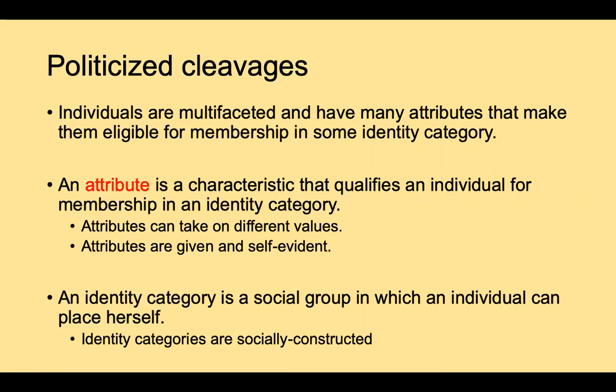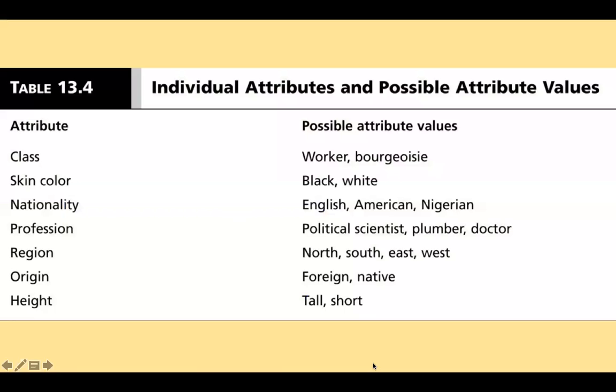And so these cleavages, these attributes become political when they become politically salient for us and when we place ourselves in those categories. And so, for instance, we might think about attributes like class or skin color or nationality or profession or region or origin or height. And those different attributes can take on different values. So for instance, in the attribute class, you might take on the value of a worker or a capital owner, or the bourgeoisie, as this table calls it. In terms of skin color, you might be black or white.